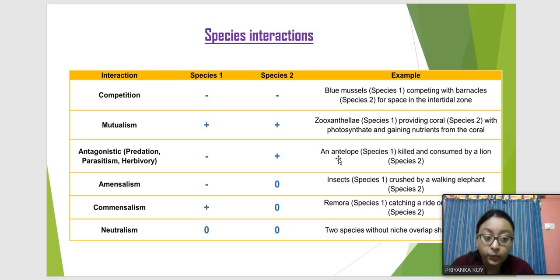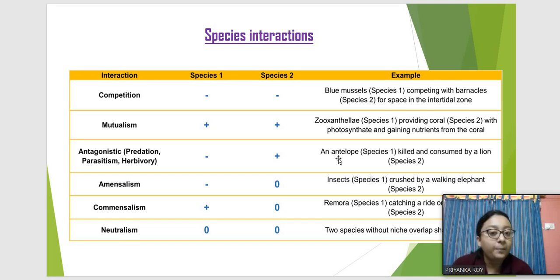Then comes another one, herbivory. Herbivory, like we can understand, is when herbivores are feeding on green plants. So the green plants are always in the negative because they are killed and eaten by a grass-eating animal, and the grass-eating animal, or the herbivore, is always in the positive. So all these kinds of interactions are antagonistic interactions.